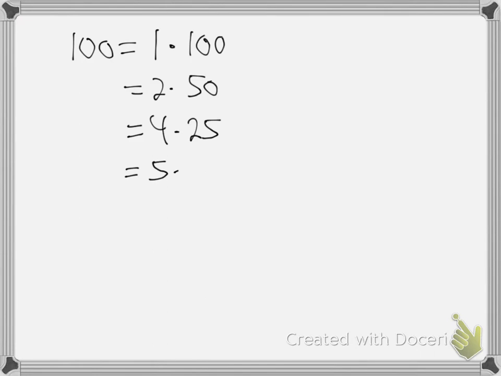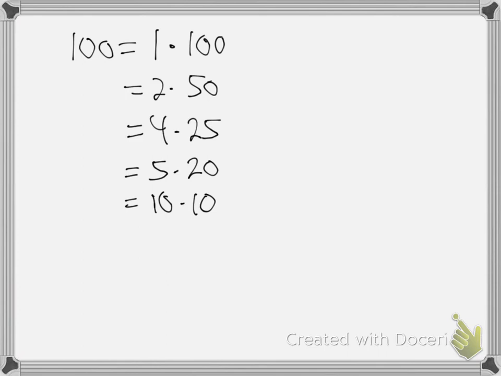Next, let's go to 5. 5 times what is 100? 20. 5 times 20 is 100. Next, 6 doesn't go. 7 doesn't go. 8 doesn't go. 9 doesn't go. 10 goes. 10 times what? 10 times 10 is 100. Notice the pattern. It's all about math and science. Like to say, careful observation.